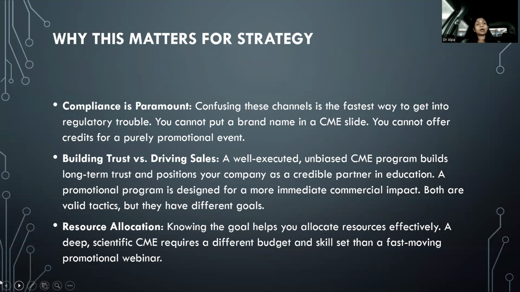Now, strategically, how does it become important? First, compliance is paramount. For example, a CME presentation deck cannot have a brand name in any of the slides. Likewise, a promotional MedEd can't be accredited. The credit points cannot be given for a purely promotional event. If we talk about building trust, a well-executed, unbiased CME program builds trust, while promotional MedEd has to drive good sales figures. Talking about resource allocation, knowing the goal would help us allocate the resources effectively. A deep scientific CME requires a different budget and skill set than a fast-moving promotional webinar.